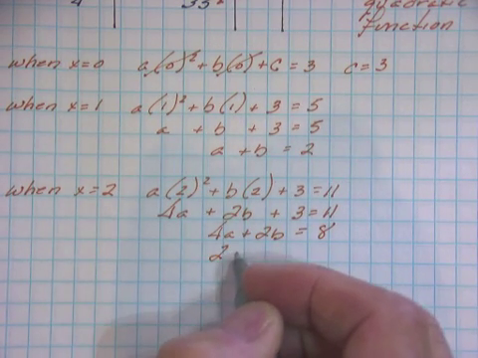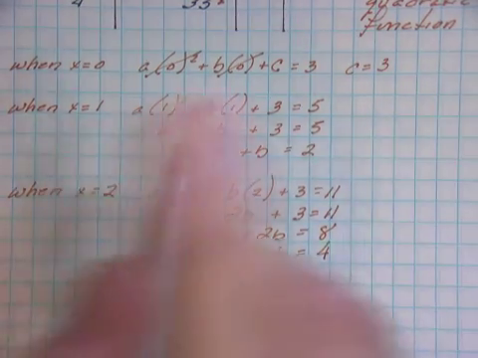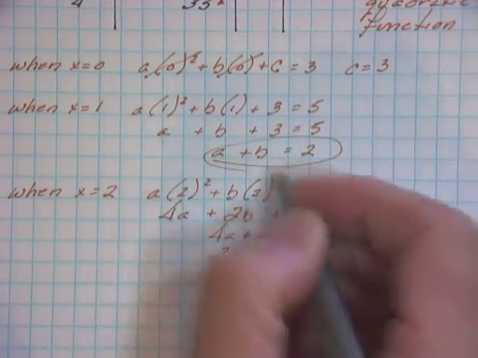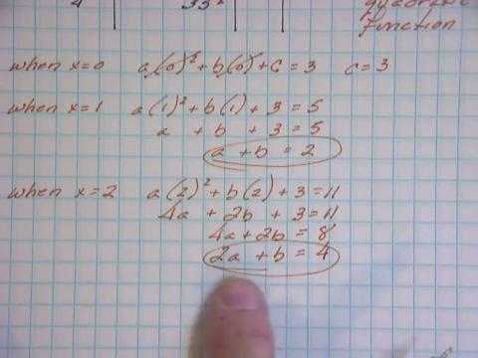I also notice that everything here is divisible by 2, so to make my life a little easier, I'm going to divide every term by 2, and I get 2a plus b equals 4. Okay.